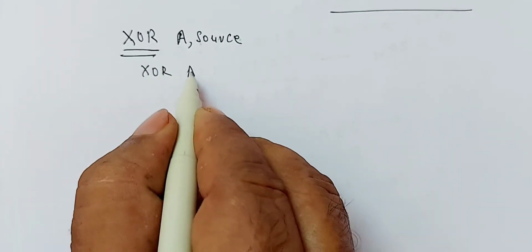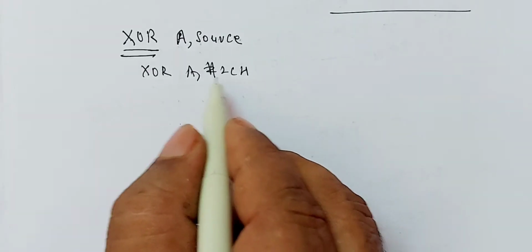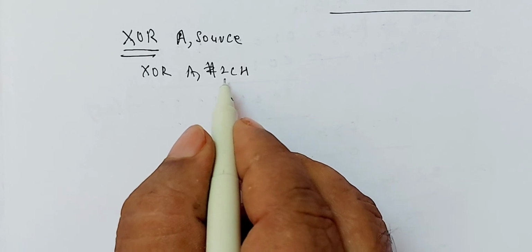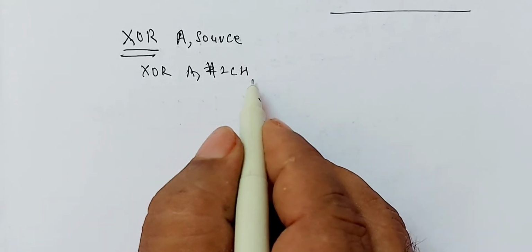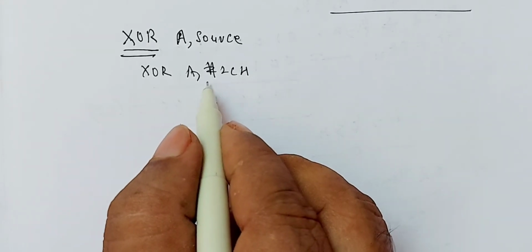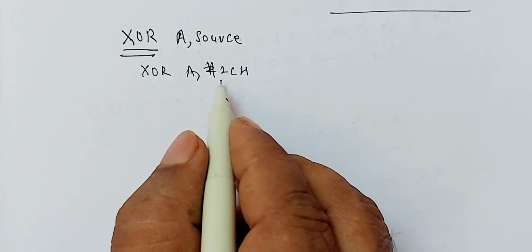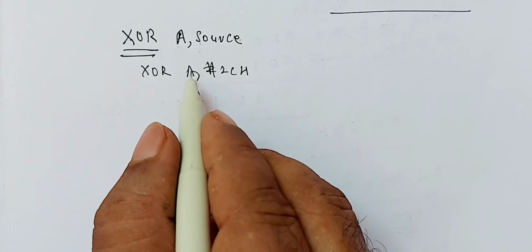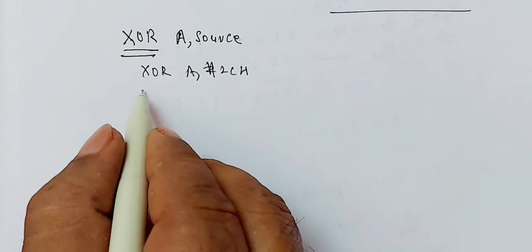XOR A comma hash 2CH. Hash represents an immediate number. Hash 2C, in order to say that 2C is a number, not a RAM location. 2C is a number, so we have written H itself. So XOR A comma hash 2CH is immediate addressing mode. So 2CH is in exclusive OR function with the content present in A.